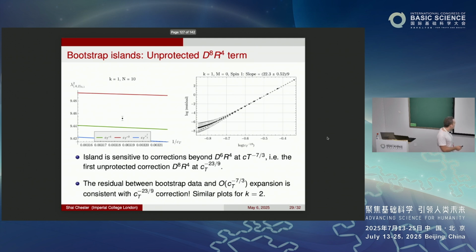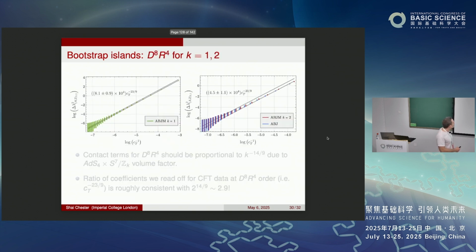Okay, so we did this for both k equals 1 as well as k equals 2. Here I'm just showing k equals 1. We can go beyond this. So now, instead of deriving the value of this power, we could just assume it's 23/9 and then read off the coefficient. And so that's what we do here. We do it for both k equals 1 and k equals 2. We get this very rough estimate.